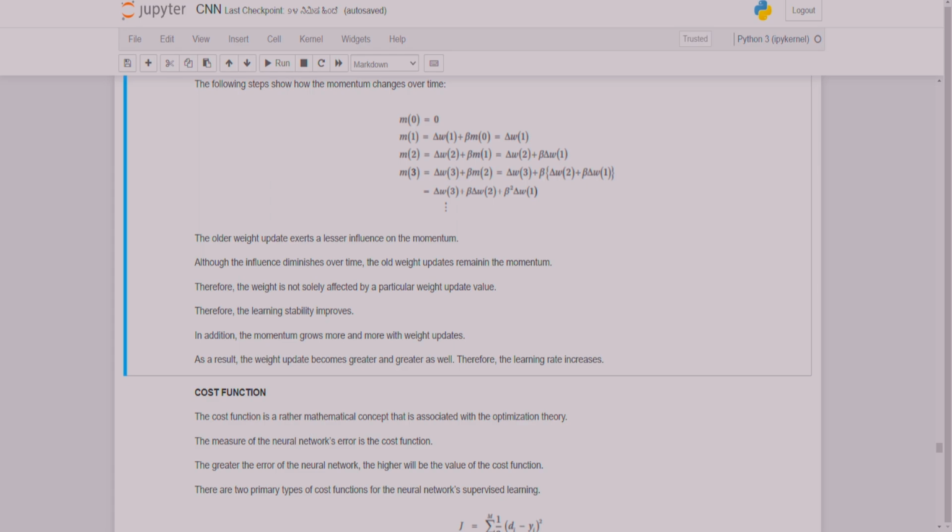So because of the directionality, we can use one particular word called stability. It tries to stabilize the process of weight operation. Again, this momentum is an accumulation, so we can understand that it's going to grow more and more as and when the weight updates go with a huge number of data sets. So momentum grows more and more with the weight updates. So this is the whole concept.